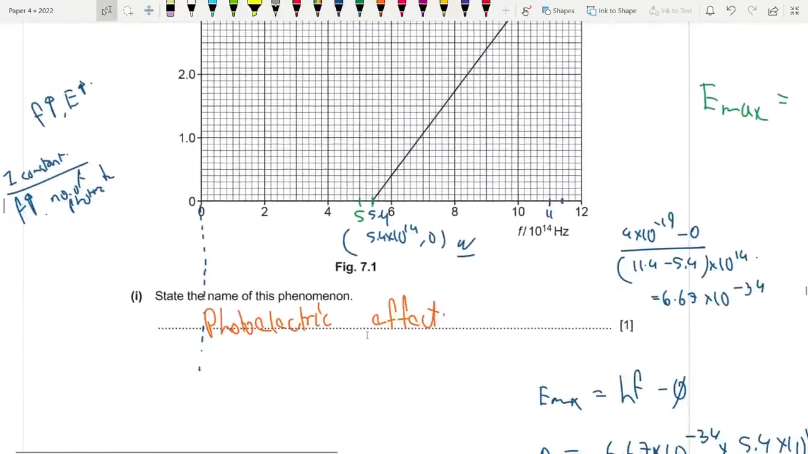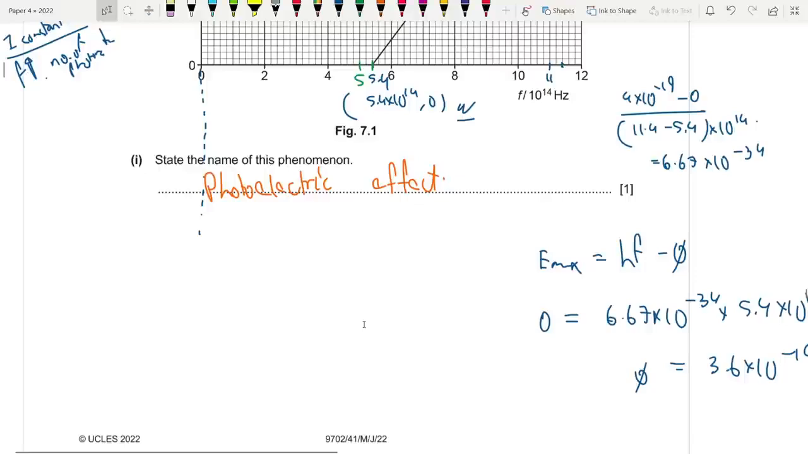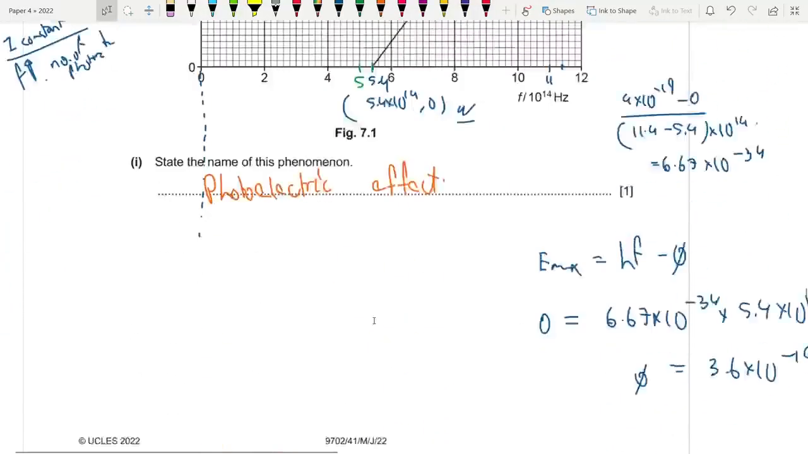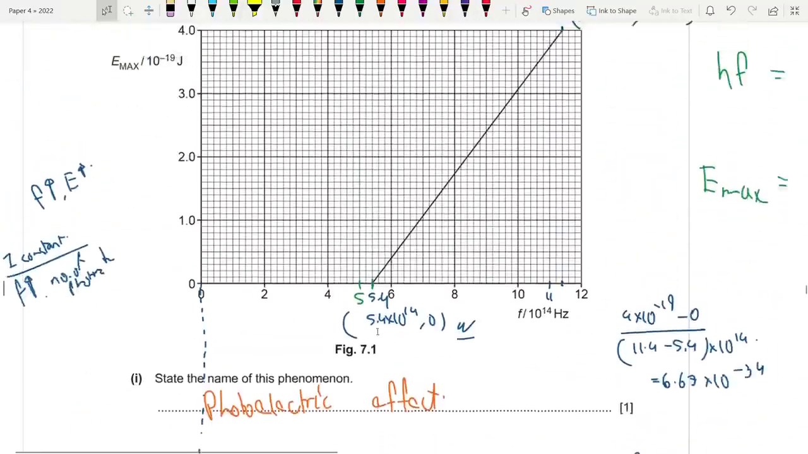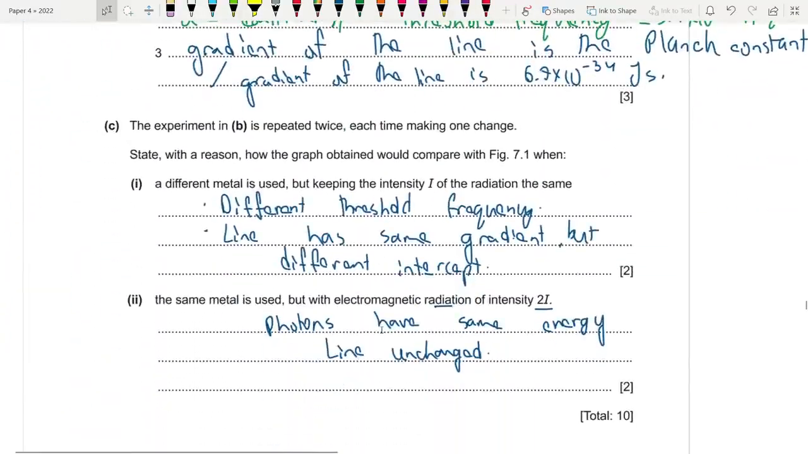The graph only depends on the work function of the metal, which depends on the specific metal, and the Planck constant, which is a constant. So it wouldn't really change, okay? The gradient of this line doesn't change. Please remember that. Because the photons have the same energy. The energy depends on E is equal to hf, and h is a constant. We would just be varying the frequency.